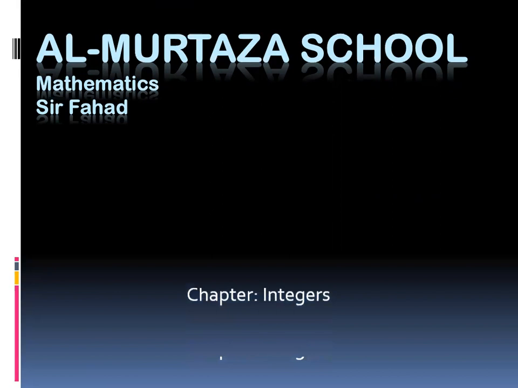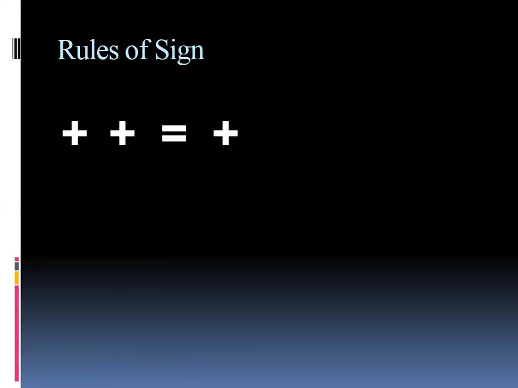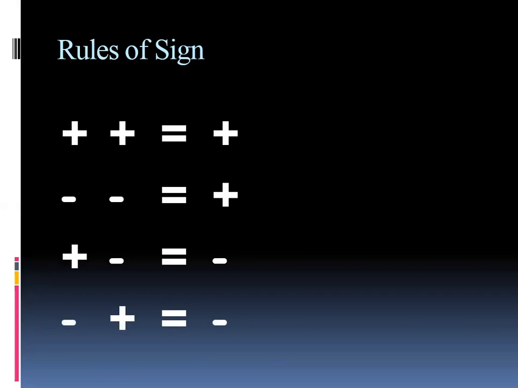As you all know that our chapter is integers, and today we are going to discuss the topic multiplication of integers. You all know that we have already done addition and subtraction, so today is a time to study about multiplication of integers. So let's again repeat rules of sign. You all know that there are four rules. Number one, plus plus plus, because both the signs are same. Minus minus plus, plus minus minus, and finally minus plus minus.